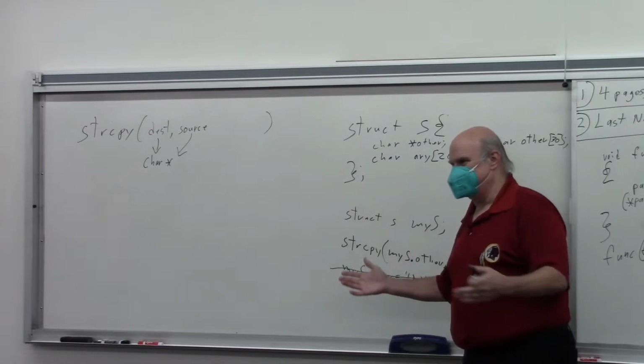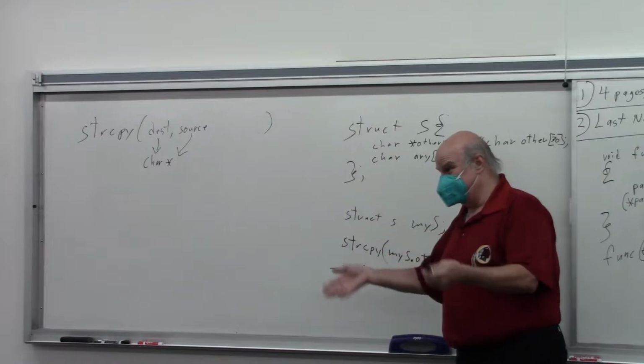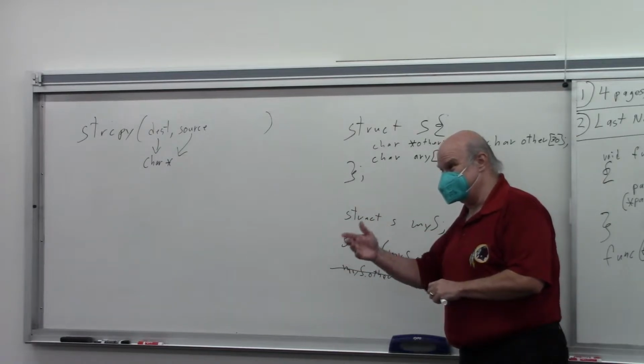It rounds it up to the nearest number of bytes for the architecture, which is going to be 4 for 32-bit machines, it's going to be 8 for 64-bit machines.